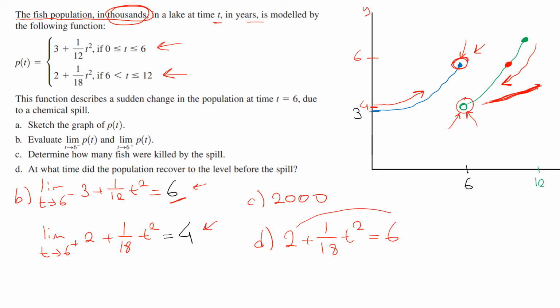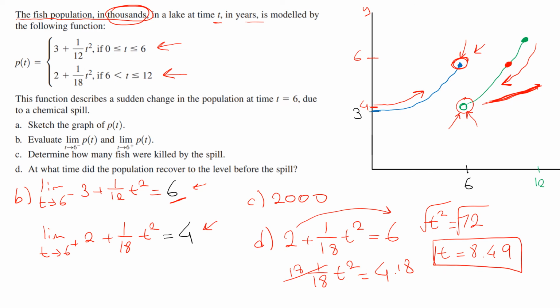Subtract 2 from both sides. I have 1/18 t squared equaling 4. Multiply both sides by 18 to cancel these out. So this is gone, times 18. My t squared is equal to 72. Take the square root of both sides and I get t equals 8.49. So in years, my t value is 8.49.